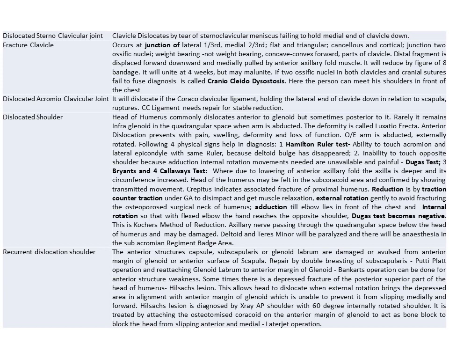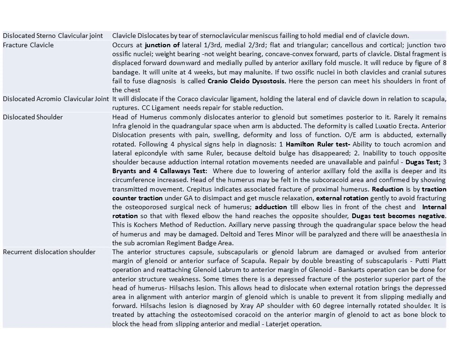Dislocated sternoclavicular joint: it dislocates by failure or tear of the sternoclavicular meniscus, which holds the medial end of the clavicle down in relation to the sternum. Fracture clavicle occurs at the junction of the lateral third and medial two thirds because it is the junction of the flat and triangular portion of the bone, the cancellous and cortical portion, the junction of the two ossific nuclei, the junction of the weight bearing and non-weight bearing portion, the junction of the concave forward and convex forward parts of the clavicle.